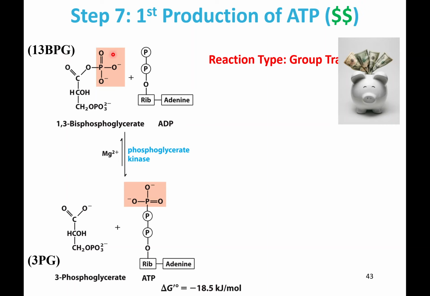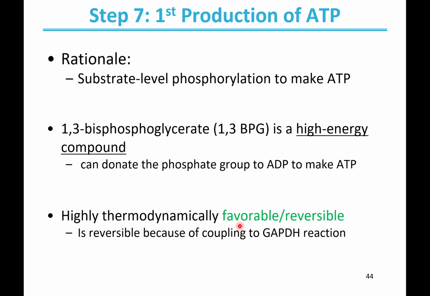1,3-BPG is a very high energy molecule, and transferring that, breaking that phosphate bond there, releases a lot of energy. And so it's even higher energy than ATP, because this delta G value here is very negative. Okay, this is a substrate level phosphorylation to make ATP, right?